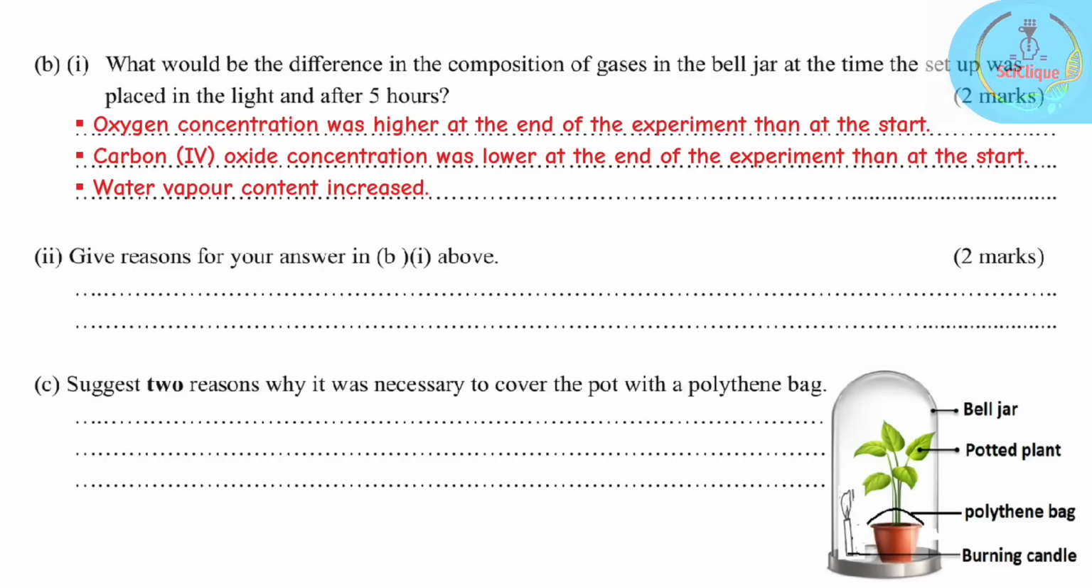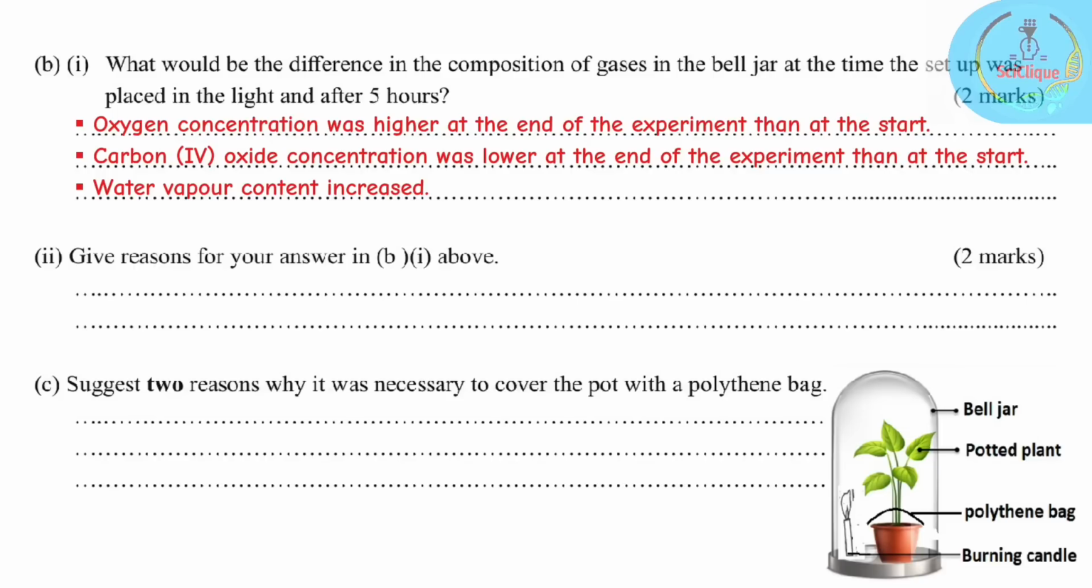Now, if you look at our setup, we are going to have three different processes taking place. Number one is transpiration. Transpiration is the process whereby plants lose water to the atmosphere in form of vapor. So water vapor is going to be present before, but when the plant carries out transpiration, you're going to have more water vapor being released, and therefore this will cause an increase.